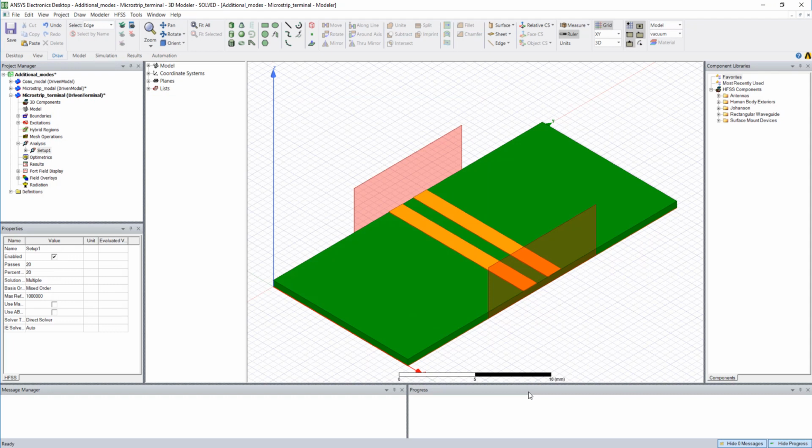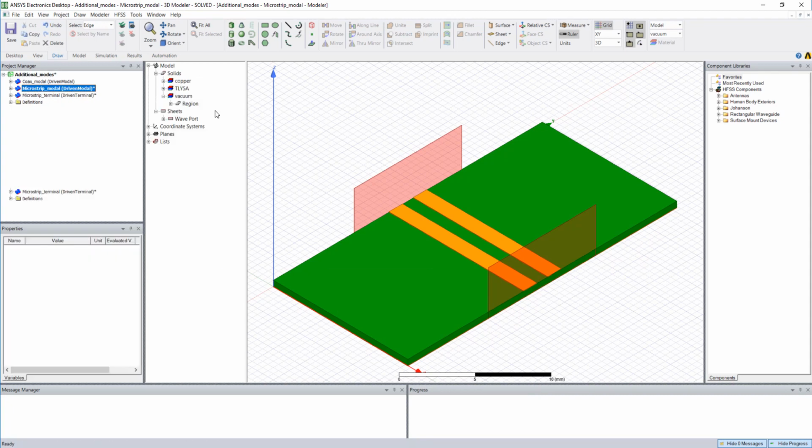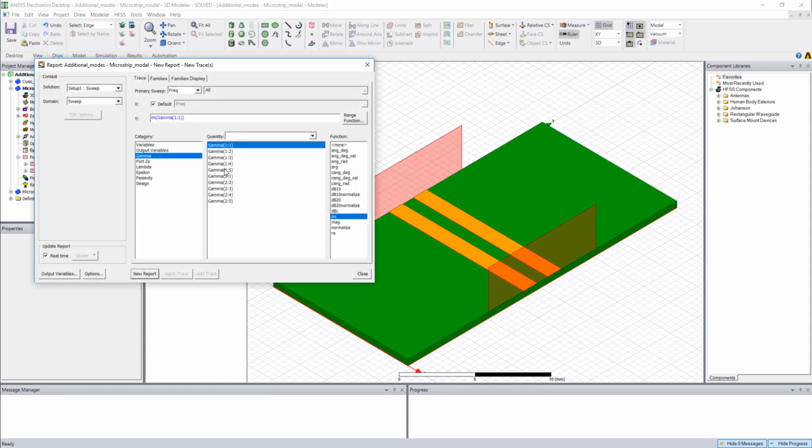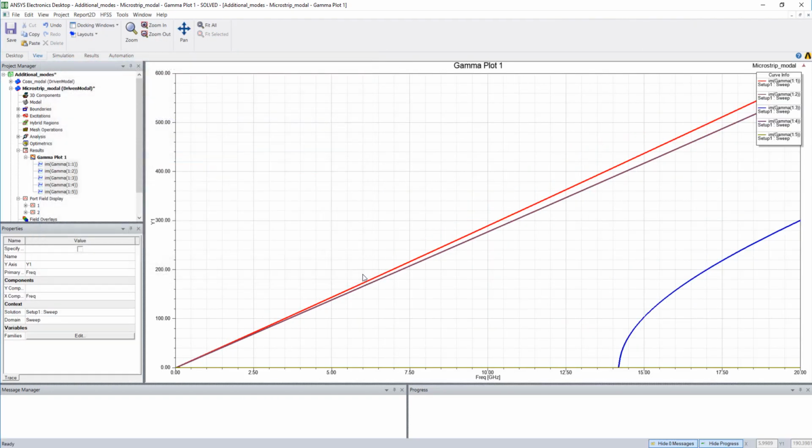Now we could better investigate this by taking a look at a driven modal solution of the same exact geometry. So this is already solved, and if we pull up our results, we could plot the propagation constant and get a little more insight as to what exactly might be arising. So we see here that we have two dominant modes, which are TEM modes, our even and odd mode of our differential pair, and a third mode that arises around 14 gigahertz. And the question is, where exactly is that coming from?